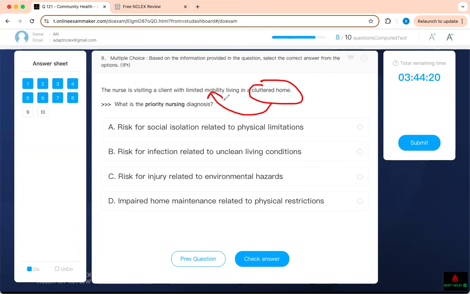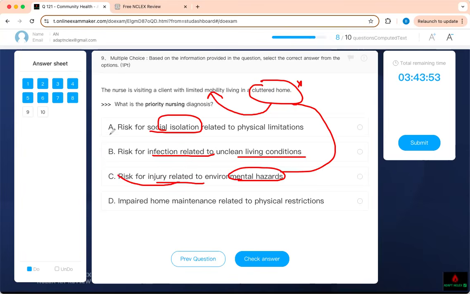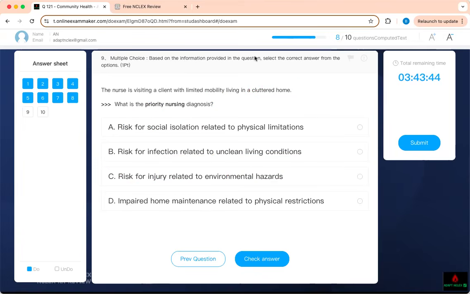Always look at the condition that has happened and how it relates to the risk. Risk of social isolation: the room being cluttered is not going to cause social isolation, right? Risk of infection related to unclean environment: a cluttered environment does not cause infection. What is going to cause harm is falling, right? Risk of injury related to environmental hazard. This is an environmental hazard. Falling is a problem for the patient. Impaired home maintenance related to physical restriction: the home is not impaired, it's just cluttered. So, risk of injury.